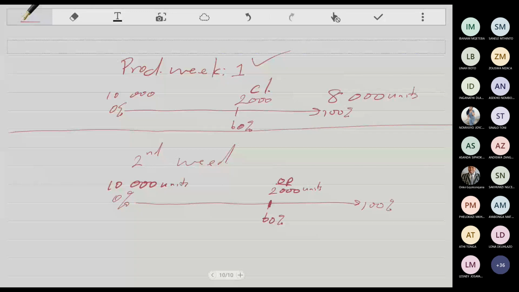Now here is a challenge that we ended up facing. Now we look at our production line. Can you see that now we've got two sets of units? We've got units that are already sitting there at 60% in terms of completion, 60% has already been done on 2,000 units. And you've got units that are at 0%, 10,000 units. We haven't done anything with those units. Now the question will be, how are we going to run our production on week two? In other words, which units are we going to complete first?